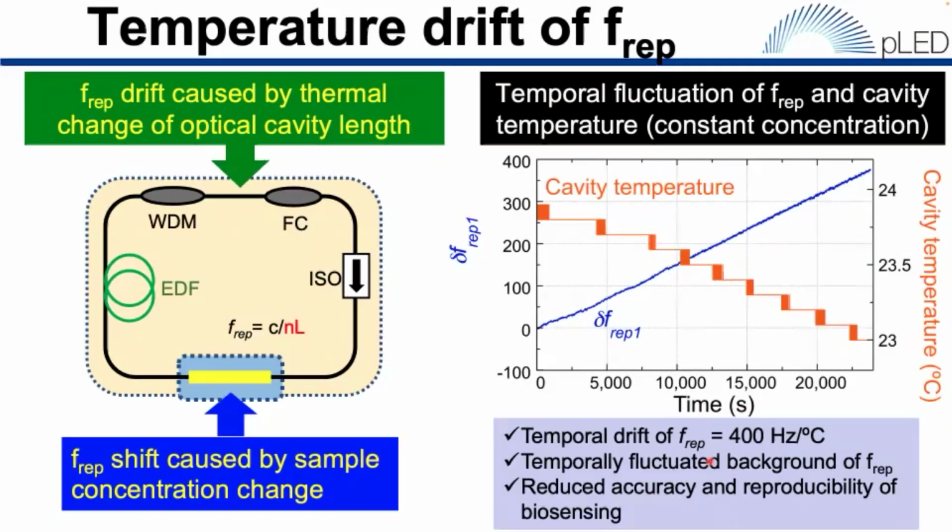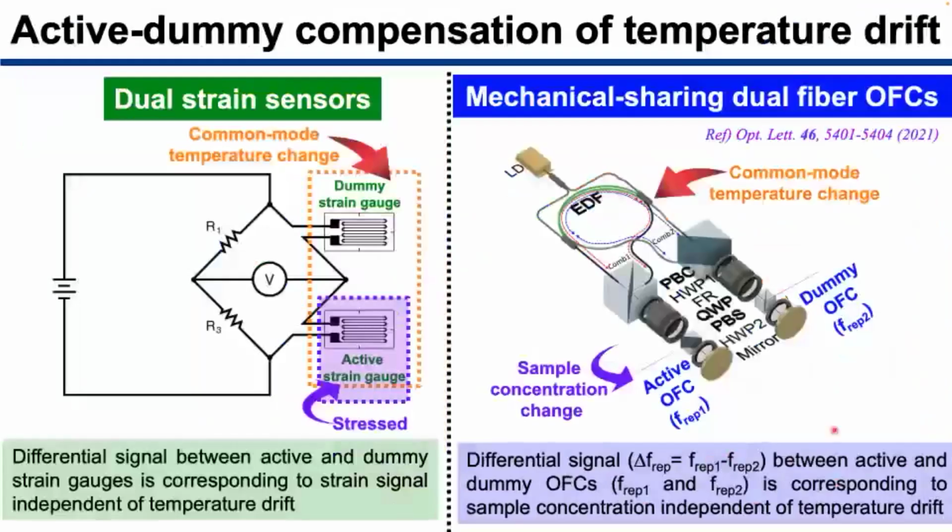So to suppress this temperature drift, we focus on the active dummy compensation of temperature drift, which is widely used in strain sensing. Left shows a schematic drawing of a dual strain sensor. So here a pair of strain gauges with a similar specification is used for the active and dummy sensing strain gauge respectively.